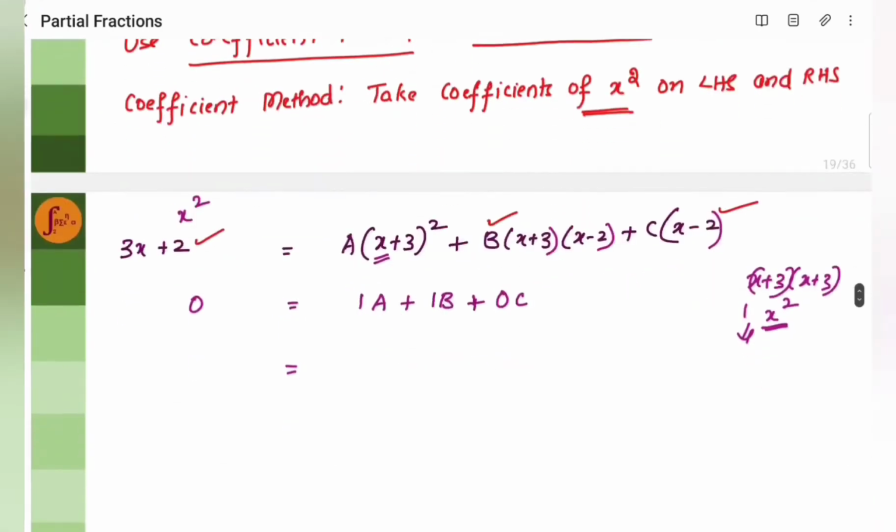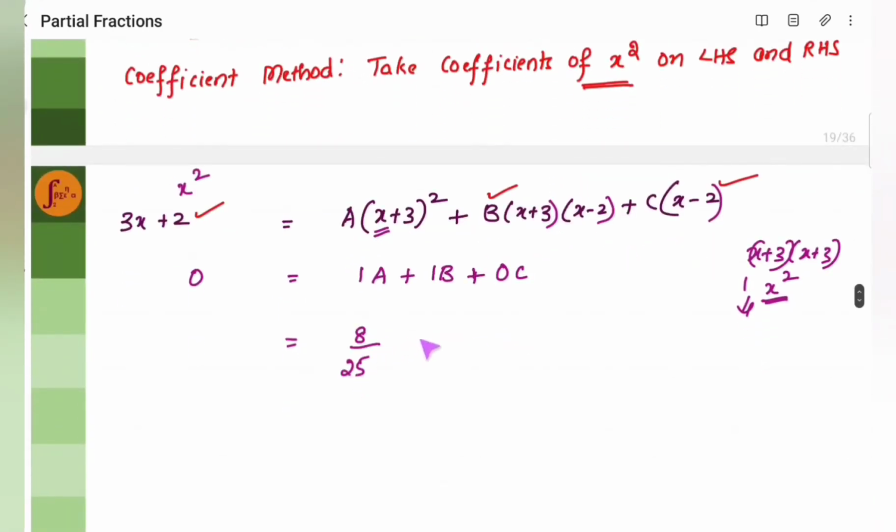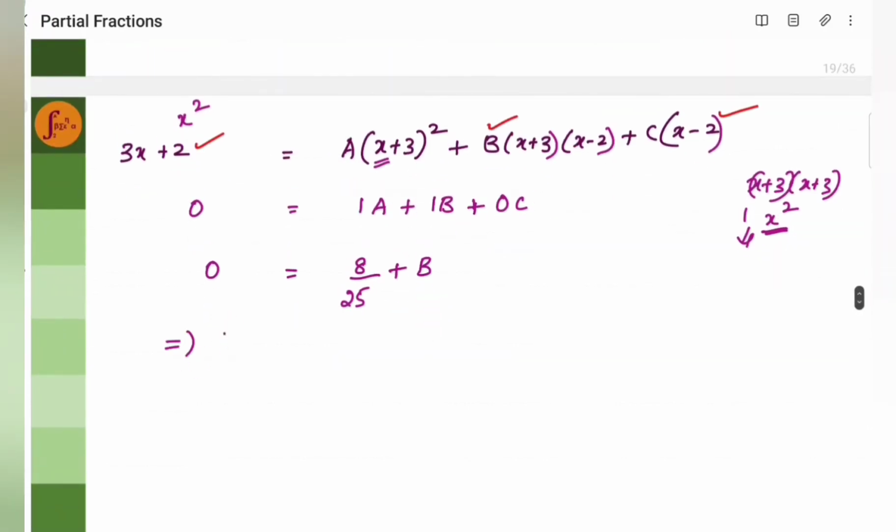Now, we know the value of a, which is 8 by 25. B, we'll have to find out. And this is equal to 0. Now, this means b is equal to minus 8 by 25. So, here we have obtained the value of b.